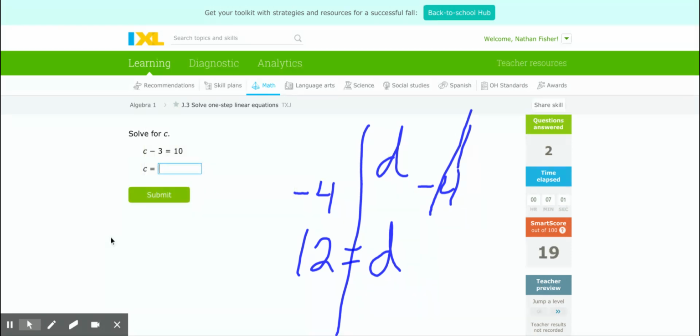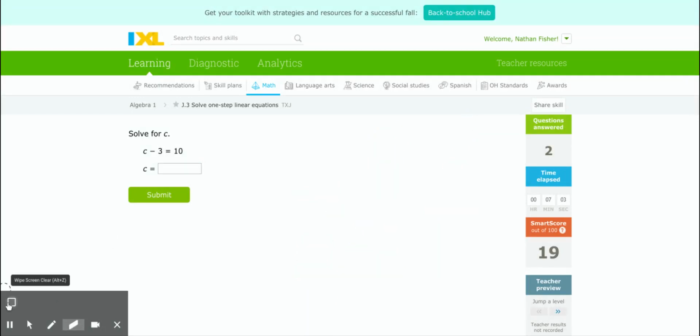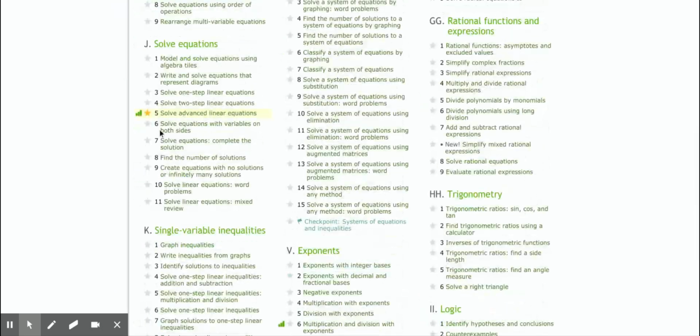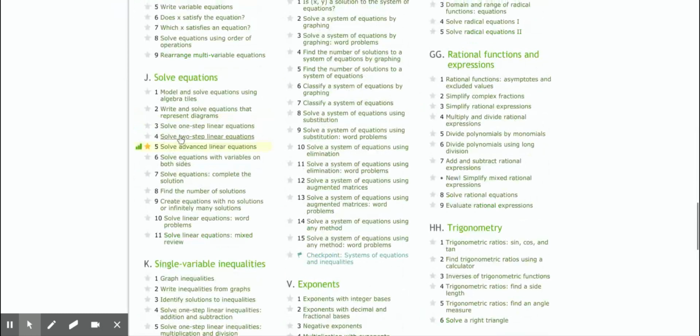Okay, so I'm going to clear, and then I'm going to go to J.4. Let's go back to Algebra 1 for a second here. If you notice when we get here, we have J5 as the one that my class is doing.